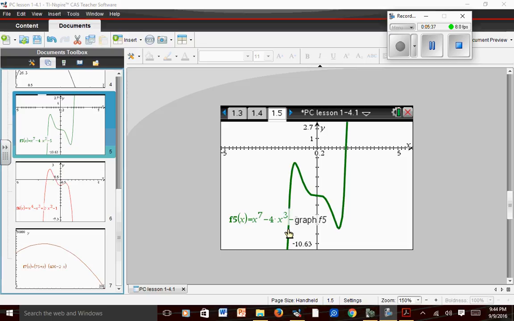Over here, where it's kind of just increasing, that's not terribly interesting. But this point up here is interesting. And then I think another interesting point is right here. This is called an inflection point.